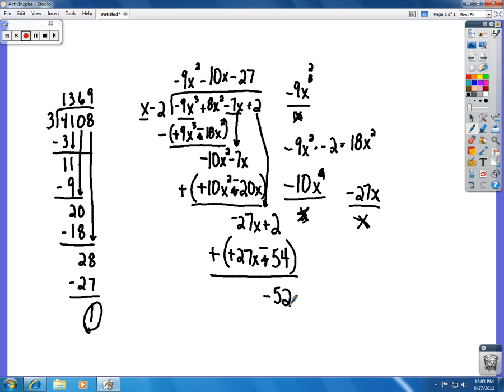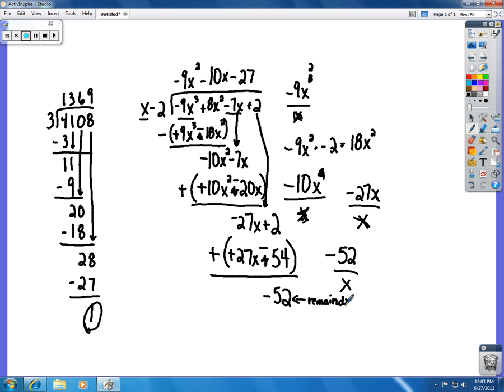And if you try to divide negative 52 by x, well, you can't simplify that any more than that. So you are at the end of your problem at this point. When you're down to just a constant, if you have one, hopefully it's 0, but in this case, we've got negative 52. So that is your remainder.